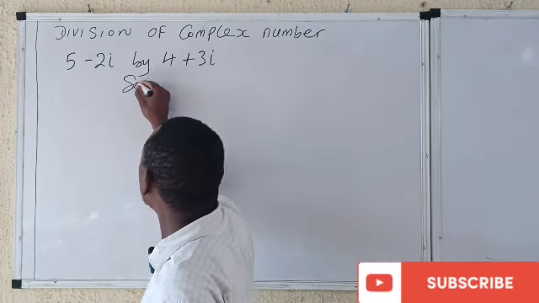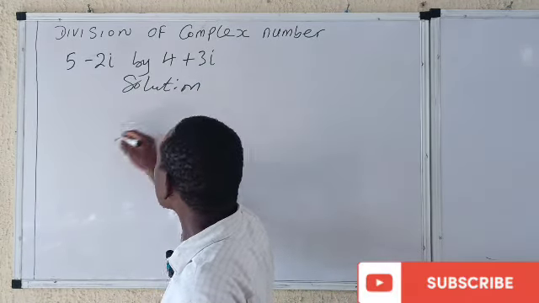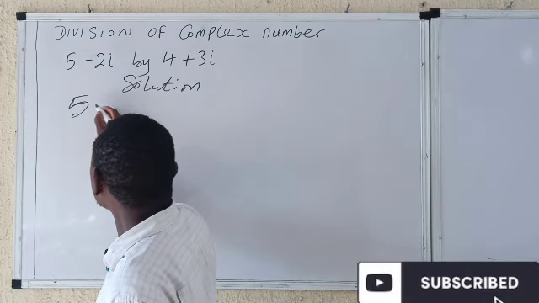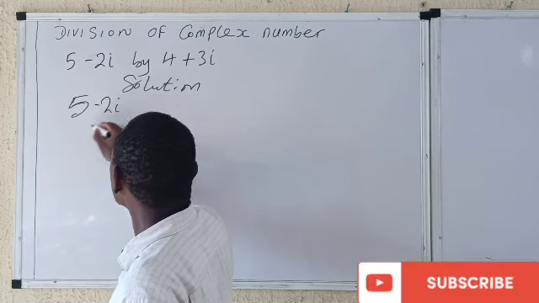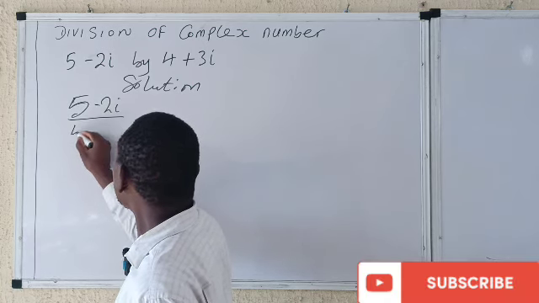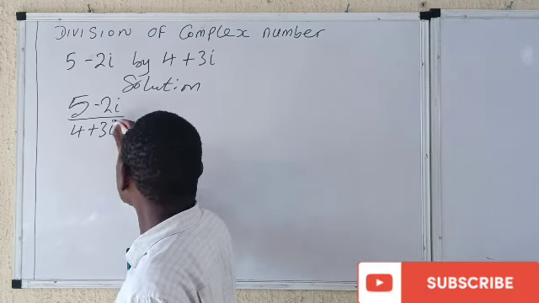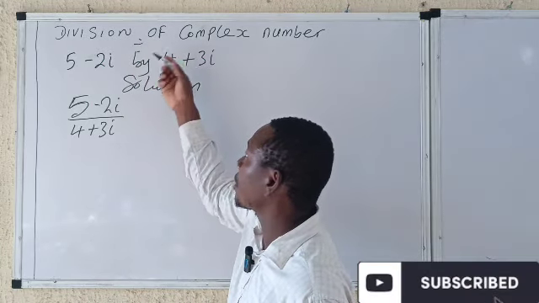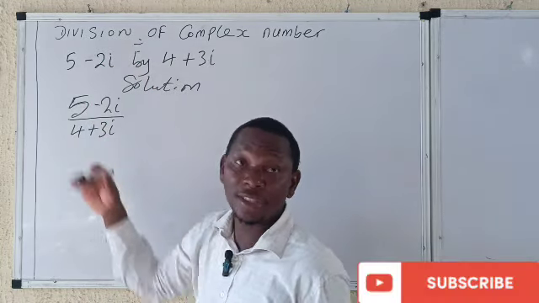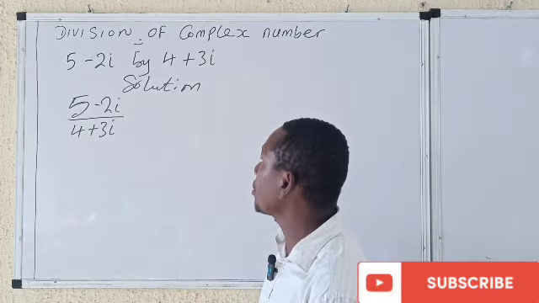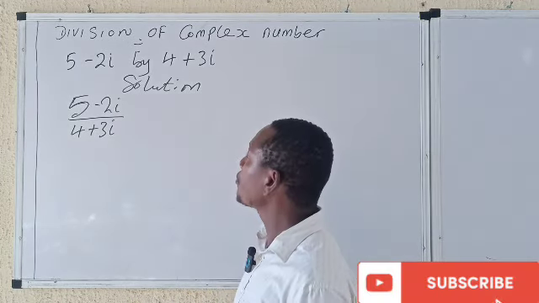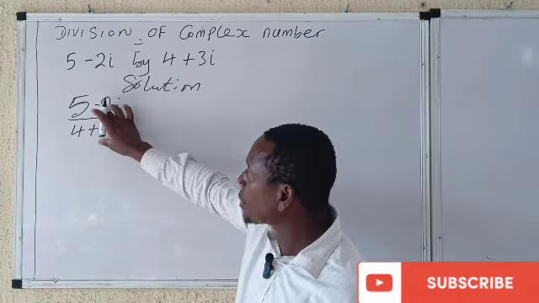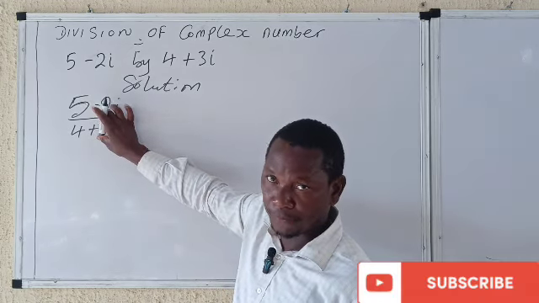Simple solution. Let's rewrite it: 5 minus 2i all over 4 plus 3i. Now, this is the same thing. It's just replacing this with this, or just putting this down. It's still the same thing. It's still division. So what you need to do is this: multiply both the numerator, the upper part, and the lower part by the conjugate of the denominator.